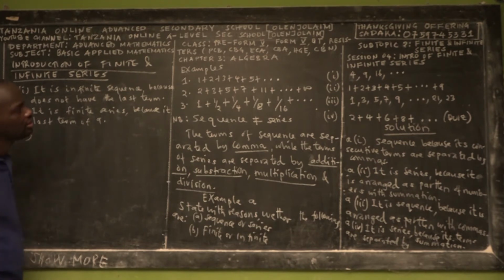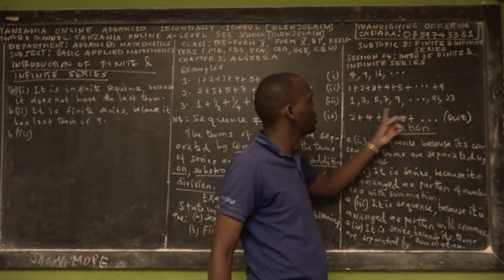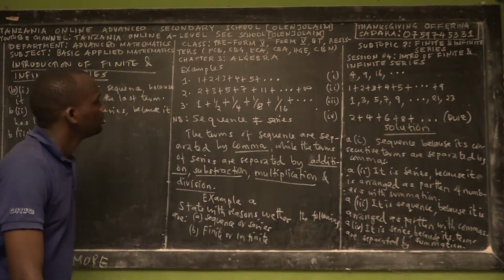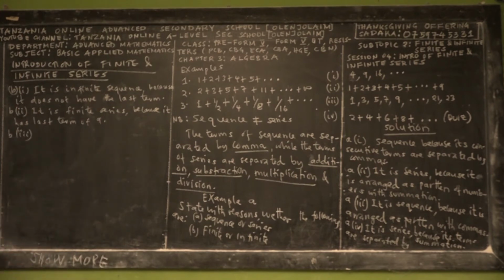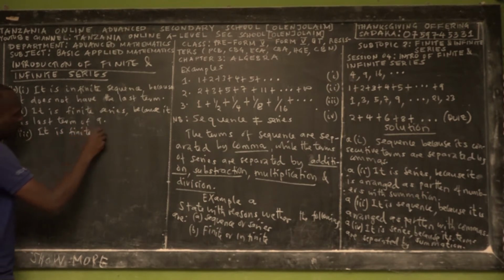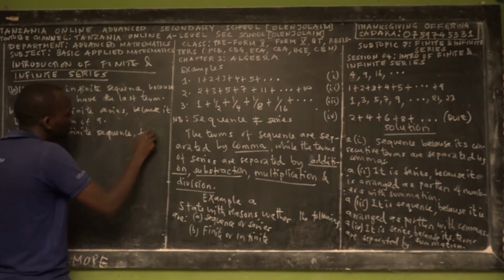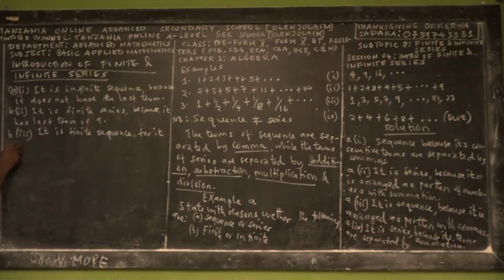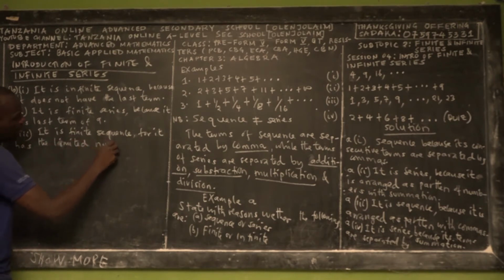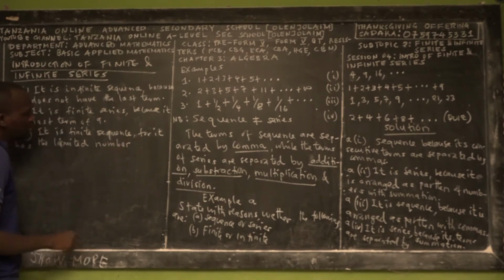B, Roman 3. Is this a sequence or series? It's a sequence. So is it finite or infinite? It's finite. It is a finite sequence, for it has a limited number, which for this case is what? Straight line.